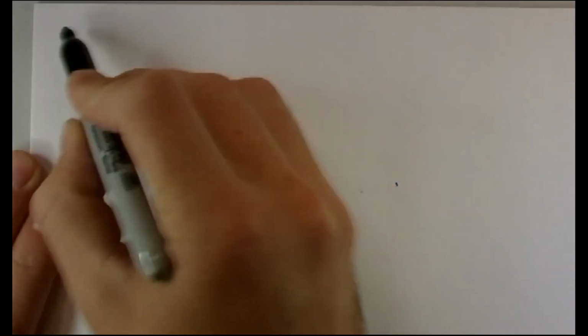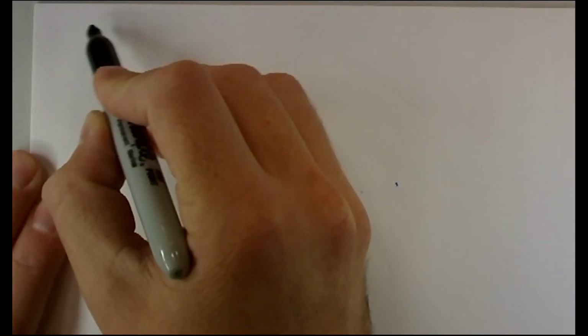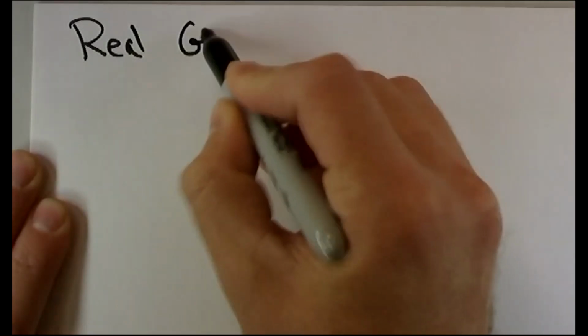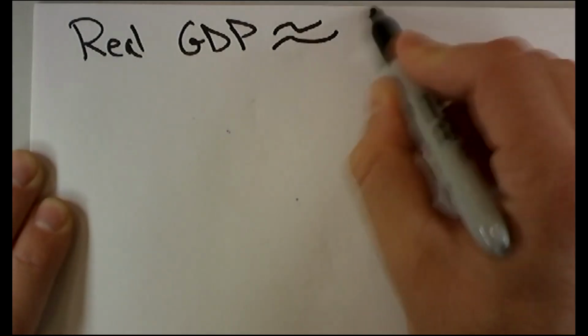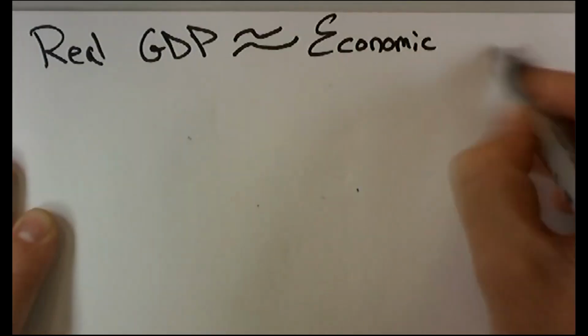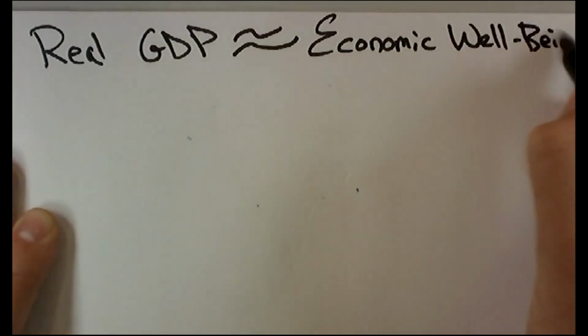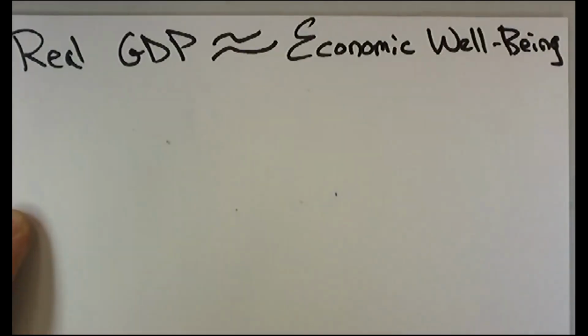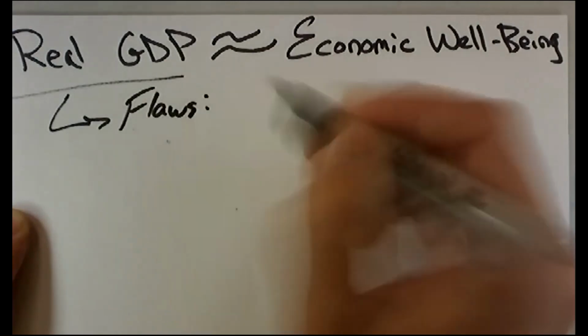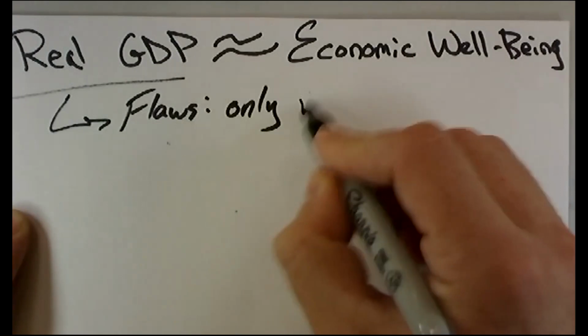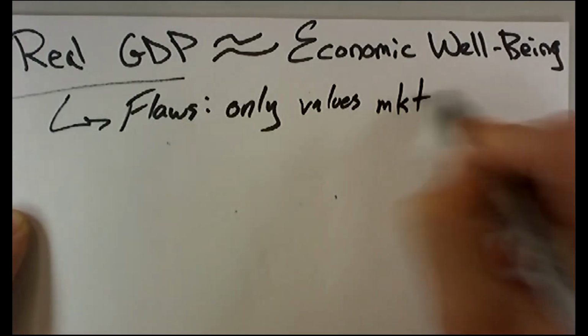So we were talking about GDP and economic production. I just want to quickly clarify that real GDP is an approximation for economic well-being, but it's not perfect, okay? There are a lot of flaws that real GDP has. So what are some of the flaws? Well, it only values market transactions.